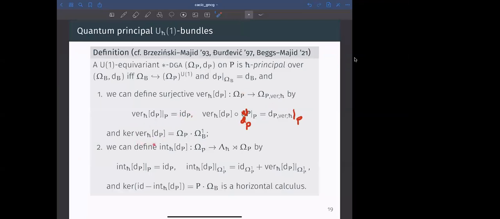Moreover, the kernel of this is generated as a left module, as a graded omega P module, by the basic one forms. So this is a souped up version of this sort of strong connection condition. So that's one piece of the puzzle.